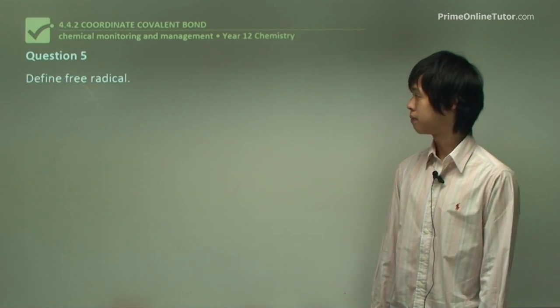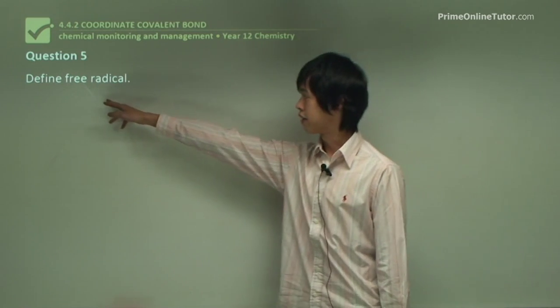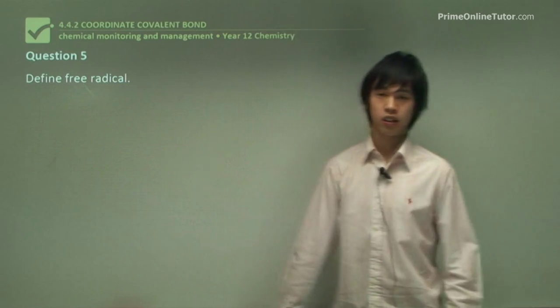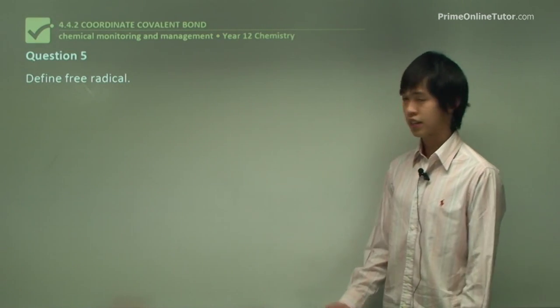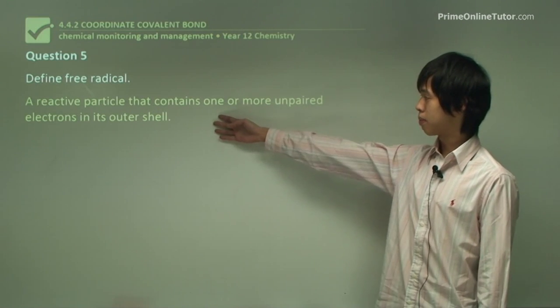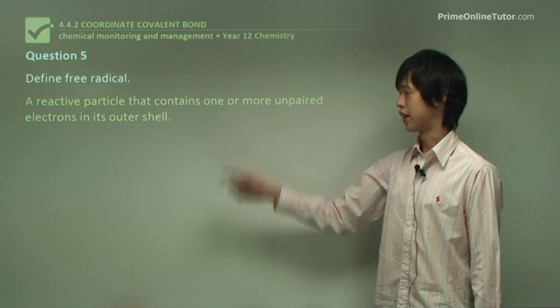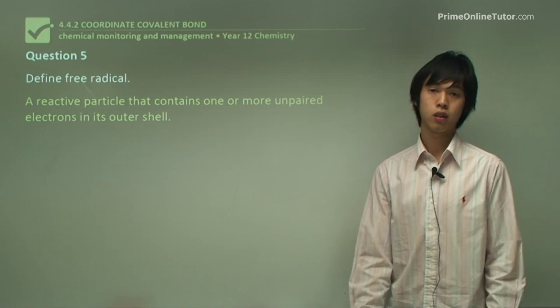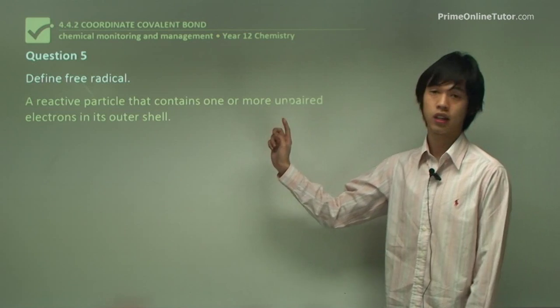So question 5. Define free radical. So again, define is a very simple verb, and so we can work it out easily. We just have to say what the meaning of free radical is. A reactive particle that contains 1 or more unpaired electrons in its outer shell. So the oxygen atom is a free radical because it has 2 unbonded electrons in its outer shell.